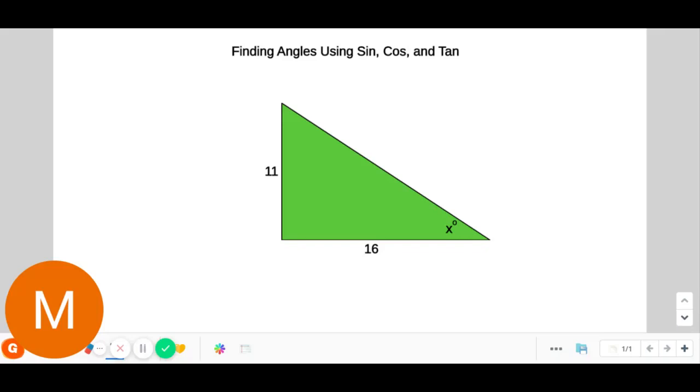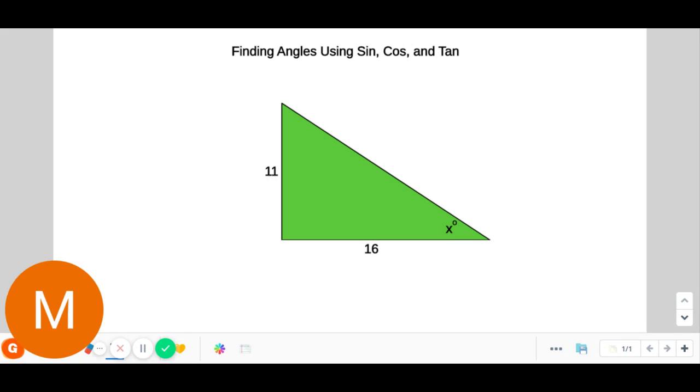Okay, so until now we've talked about using sine, cosine, and tangent to find the lengths of one of the sides of the triangle. What if we want to figure out one of the angles in the triangle? In other words, if we look at this triangle over here, we already know two of the sides. We know that this side is 11, this side is 16. But the angle over here is x. We want to figure out how big is this angle.